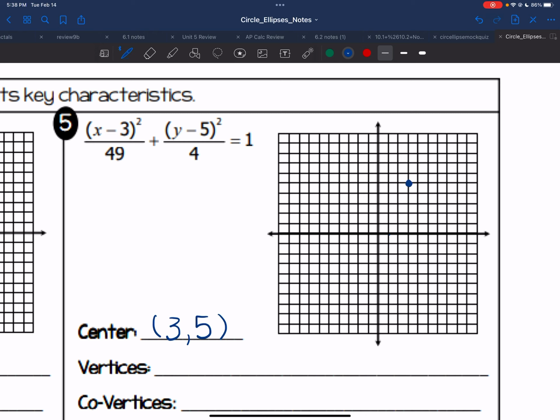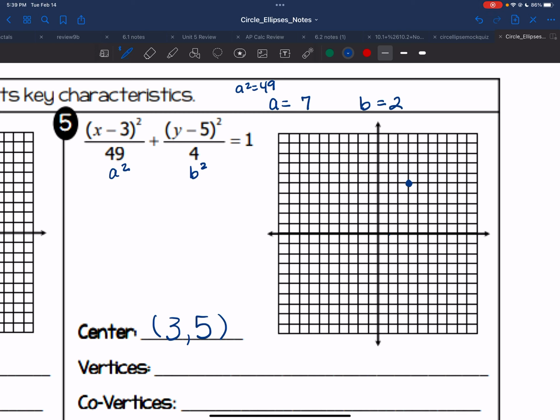Which side has the bigger number? I can see very clearly that 49 is the larger number, so that's going to be a squared, and this is going to be b squared, if I want to find my values of a and b. If a squared equals 49, then a equals 7, the square root of 49. b squared here equals 4, so b equals 2. These are important numbers because they are the larger and smaller radii of our ellipse.